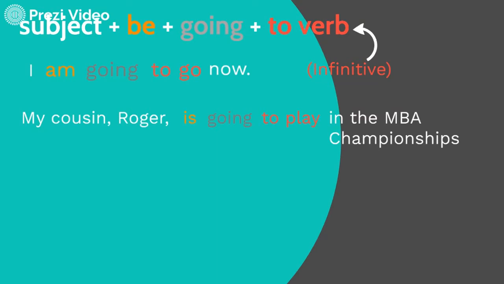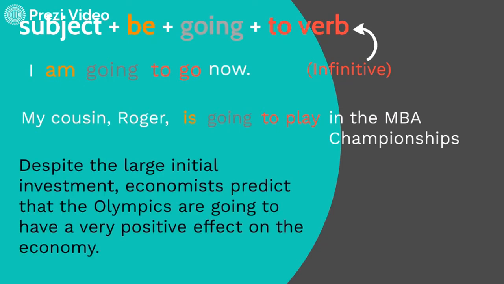Now let's look at a more complicated sentence, and I want you to try to find where this construct is happening. It says, despite the large initial investment, economists predict that the Olympics are going to have a very positive effect on the economy. Do you see where we have the subject, be, going, and the verb? That's right. The Olympics are the subject, are going to have is that verb set up. It's the future progressive with going to verb. Awesome.